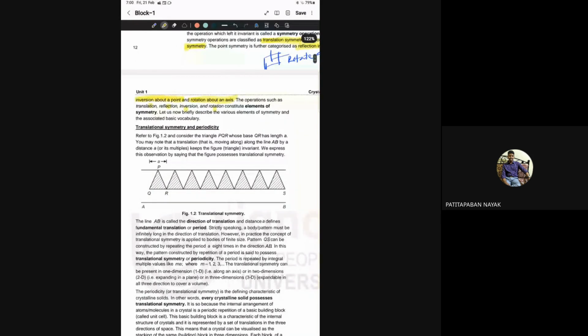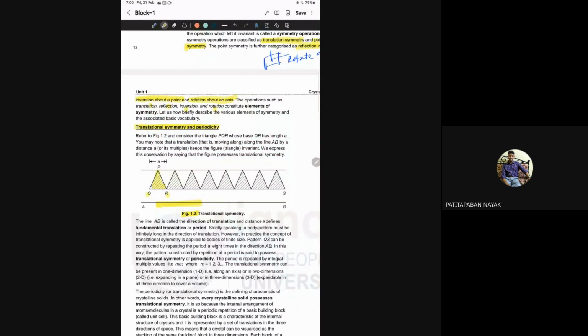What is translational symmetry and periodicity? Refer to figure number 1.2 and consider the triangle PQR, whose base QR has a length A. You may note that the translation along the line AB by a distance A keeps the figure invariant.